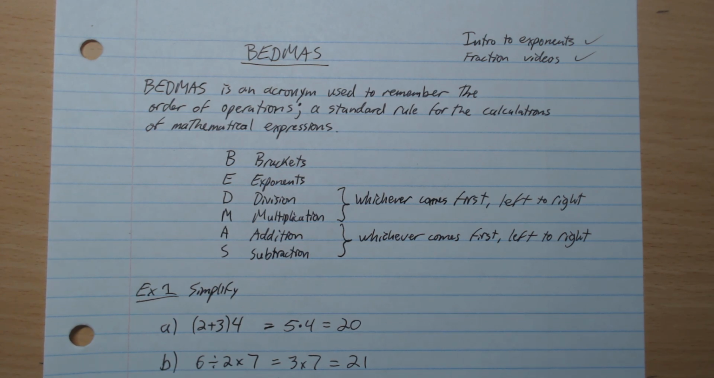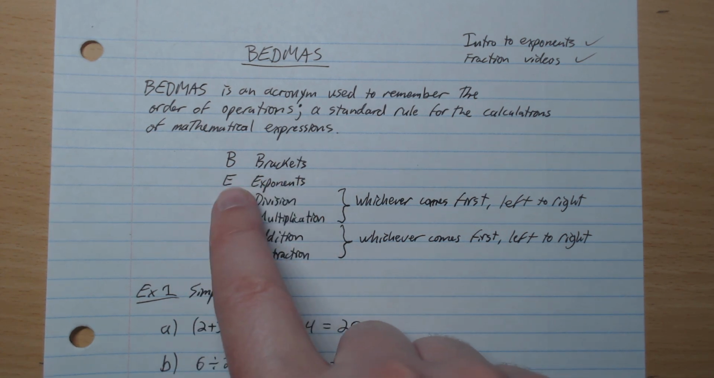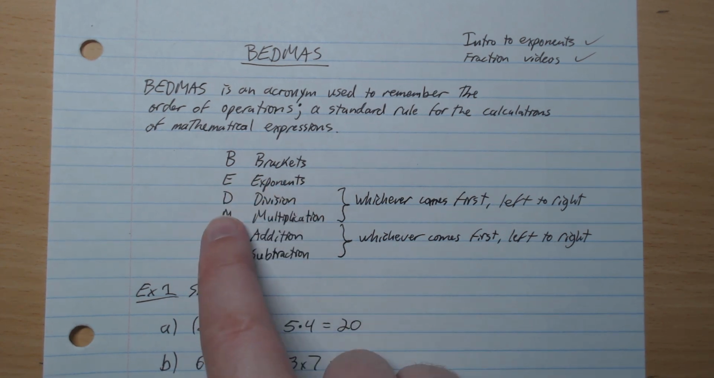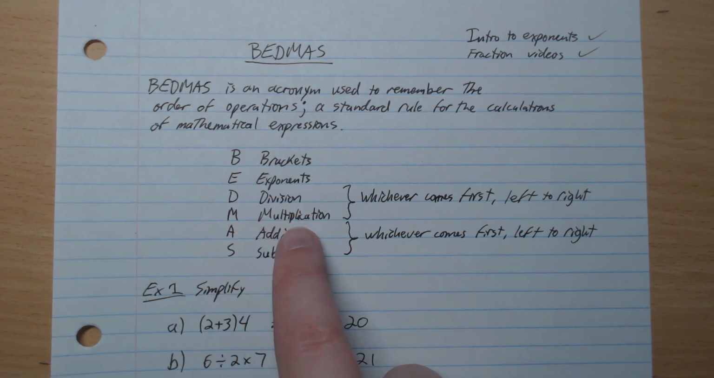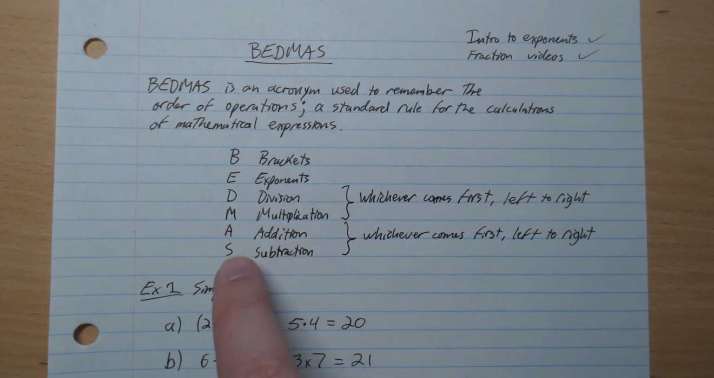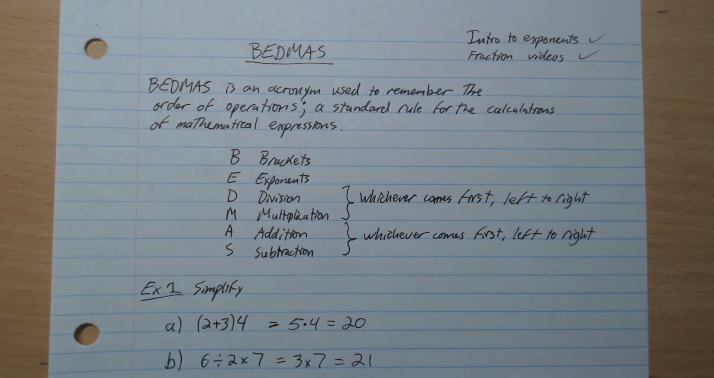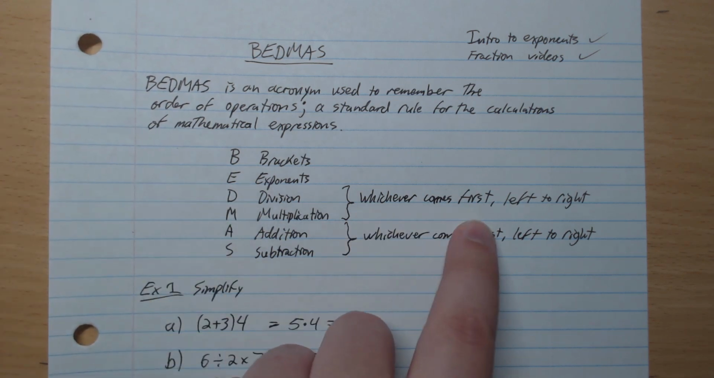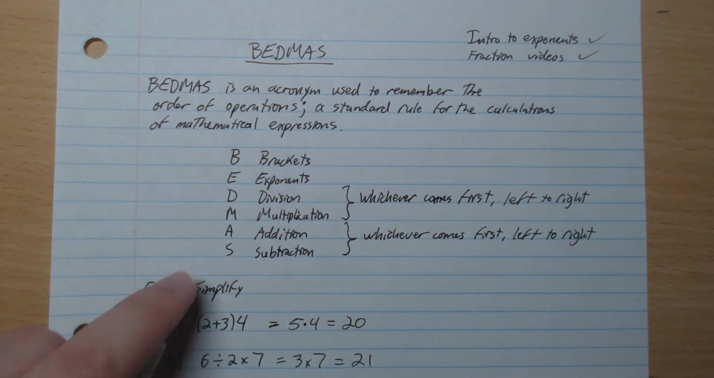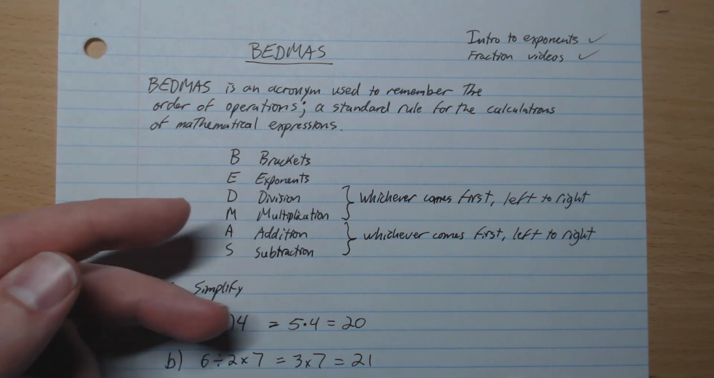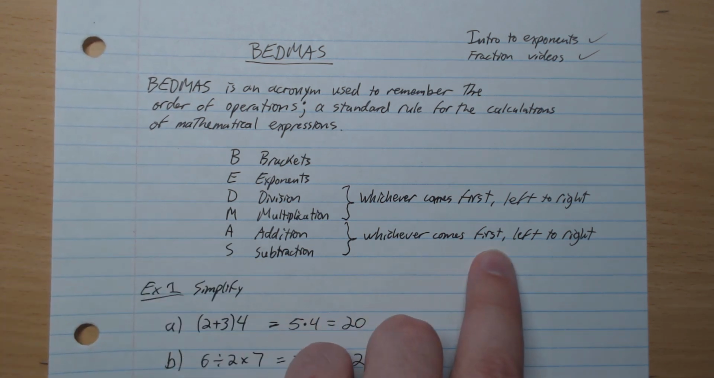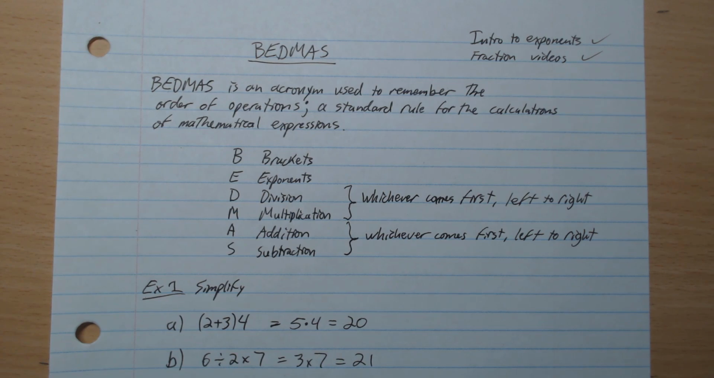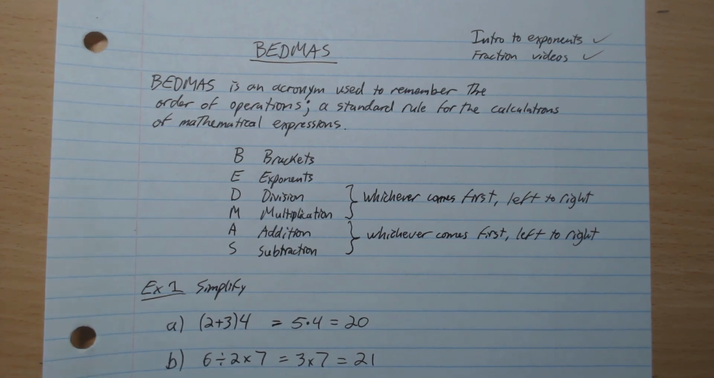So what is BEDMAS? B stands for brackets, E for exponents, D for division, M for multiplication, A for addition, S for subtraction. And the order is from top to bottom. Now D and M could be M or D, it doesn't matter, whichever comes first, left to right. Same with AS. It could be SA or AS, whichever comes first, left to right. So let's do lots of examples so that you really understand this BEDMAS concept.